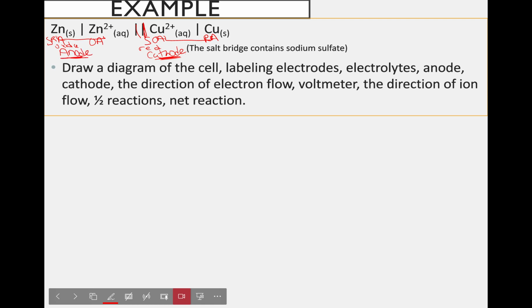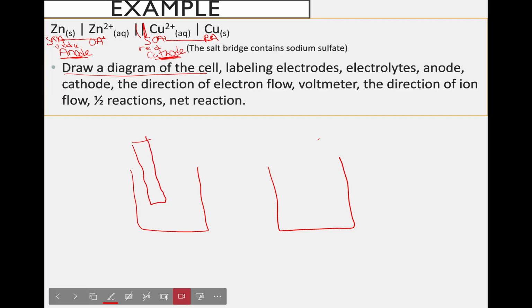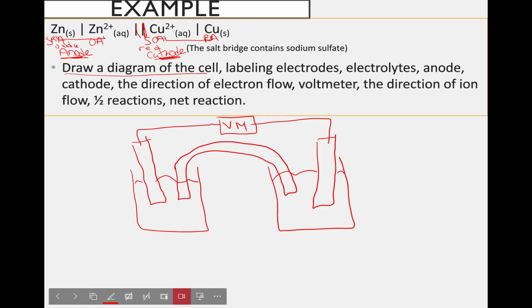So when you go to draw the diagram, you will always have two beakers. You will have your electrodes, which are your metals. You will have a conducting solution in each of those beakers, and you'll have a metal wire that's connected to a voltmeter, and that's where electrons travel through. And then to complete this circuit, we must have a salt bridge. So it does tell us that our salt bridge contains sodium sulfate, so we'd have Na positive ions in the salt bridge and SO4 negative 2 ions also in the salt bridge.